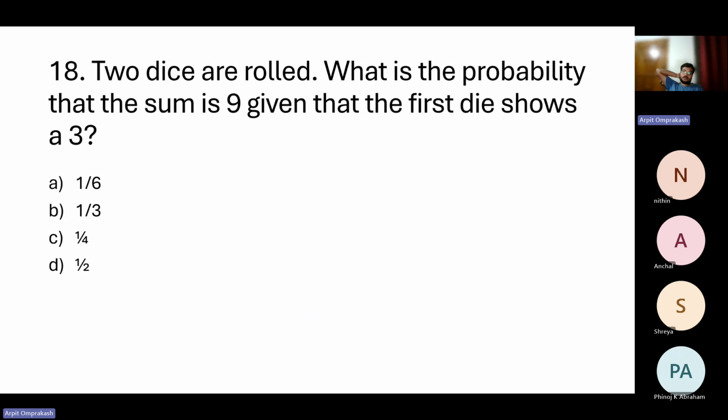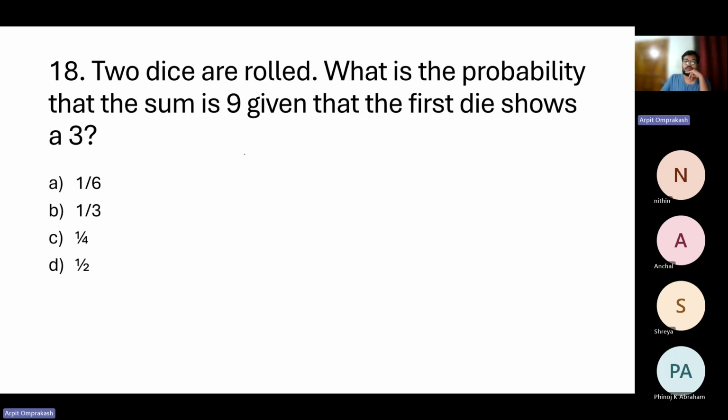Question number 18. Two dice are rolled. What is the probability that the sum is 9 given that the first die shows a 3? Right. So there are two ways we can do this.